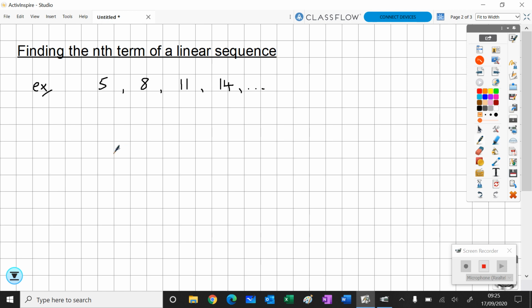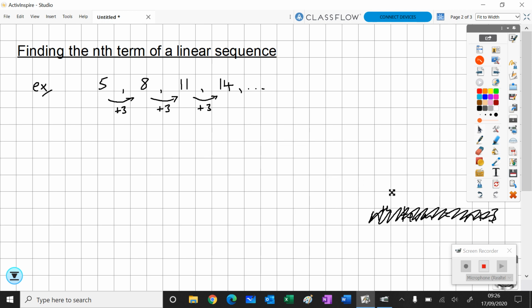Well, the first thing to spot is that the sequence is going up 3 at a time. A nice, simple, steady increase. Now, the first big, horrible mistake that people make is they just say nth term equals, well, it's adding 3 every time, so n plus 3. That could not be more wrong. It's horrible. Please don't go there. Okay.